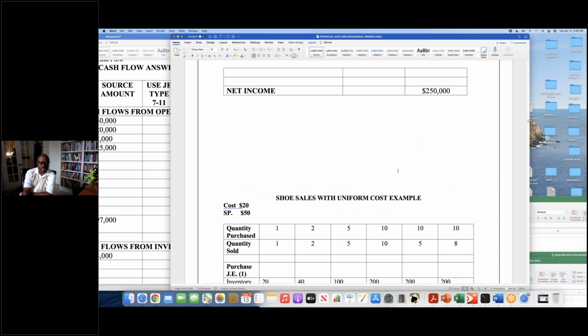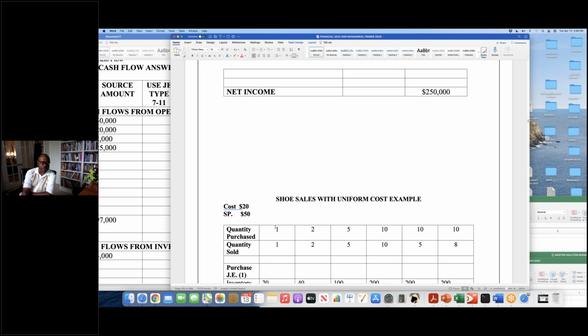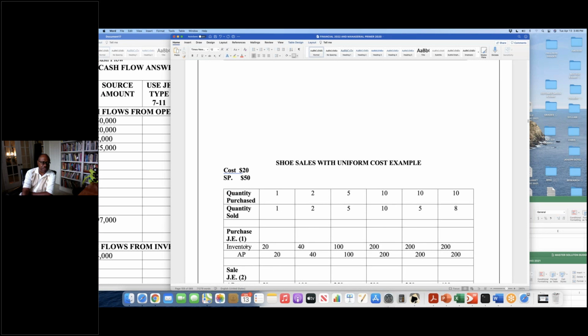And we will be selling 1 shoe. We're going to start off selling 1 shoe. The shoe costs $20 and the selling price is $50. Can y'all sell 1 shoe? What's the journal entry to sell that 1 shoe? You got to buy it first, right? So we're going to debit inventory, credit accounts payable for 20.